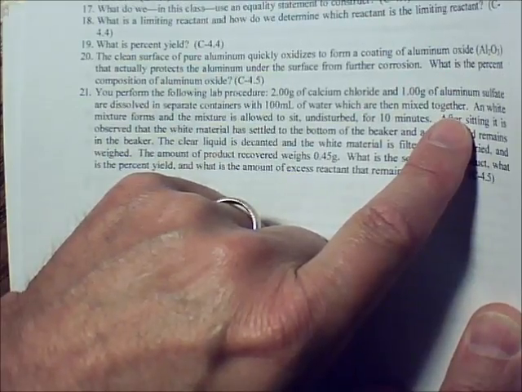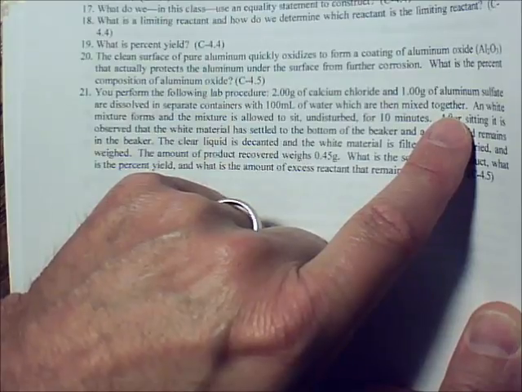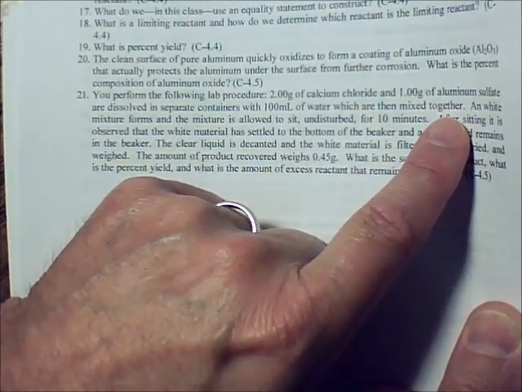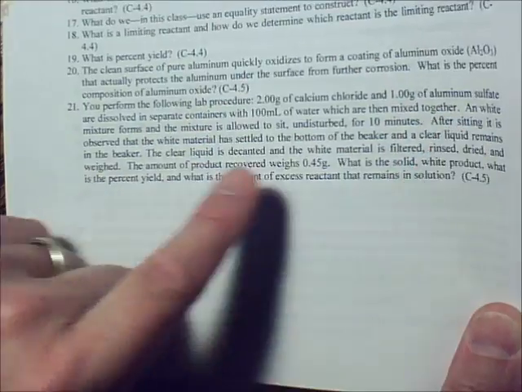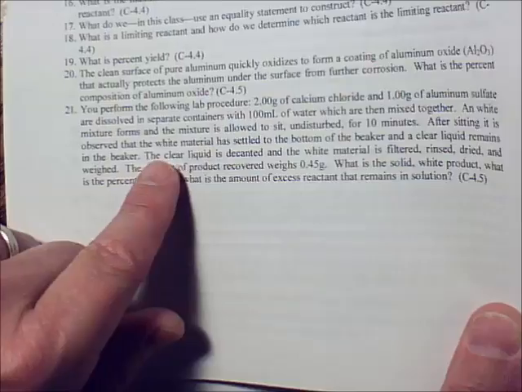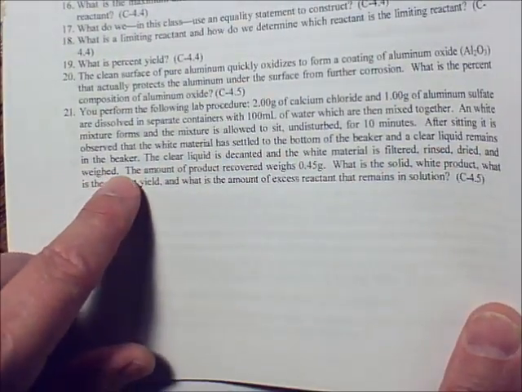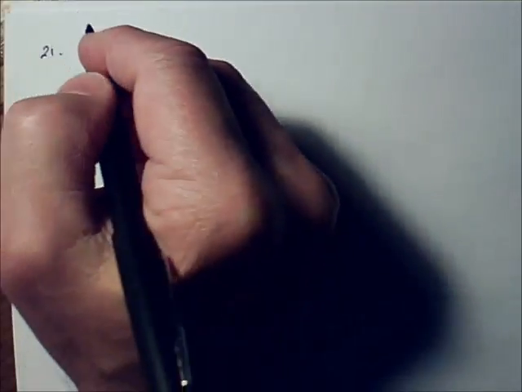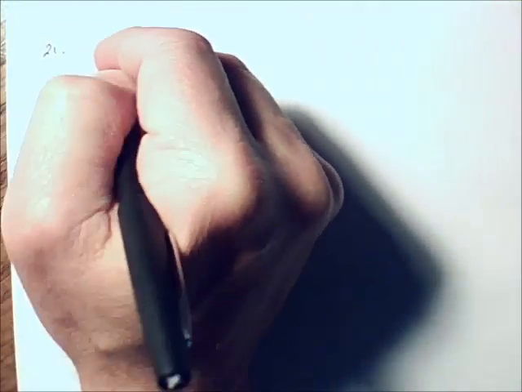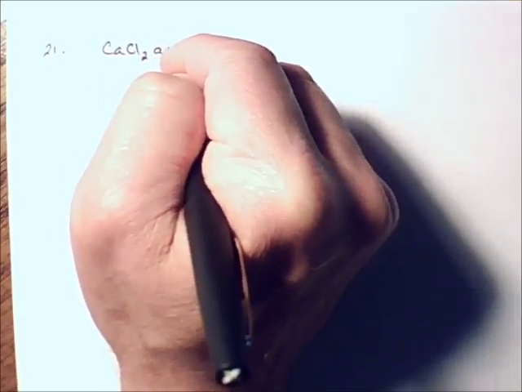Okay, this is a different set of chemicals, but the same procedure you used in the most recent lab, if you did the most recent lab. A white mixture forms, and the mixture is allowed to sit undisturbed for 10 minutes. After sitting, it is observed the white material has settled at the bottom of the beaker, and the clear liquid remains in the beaker. Well, what that means is we have two reactants. One is calcium chloride, and it says it's dissolved, so we can be pretty certain that this is going to be aqueous.